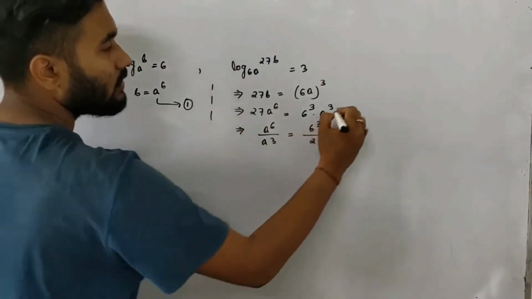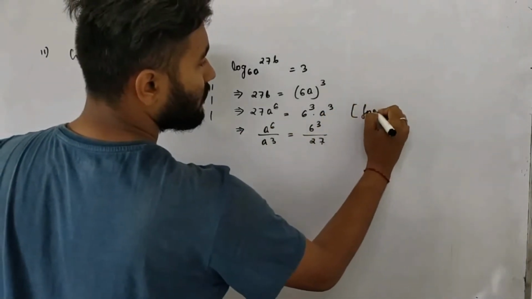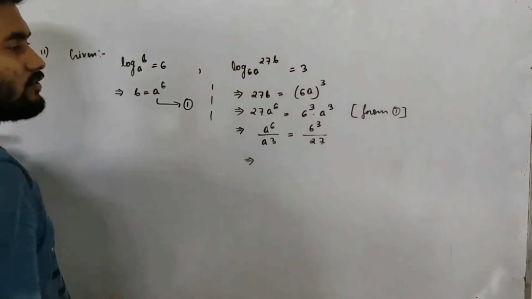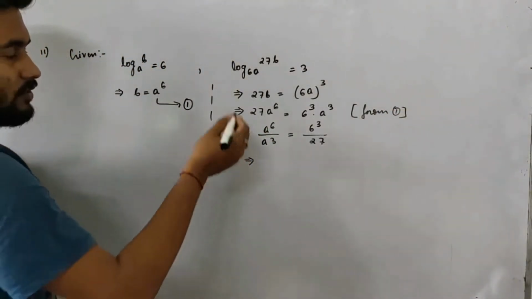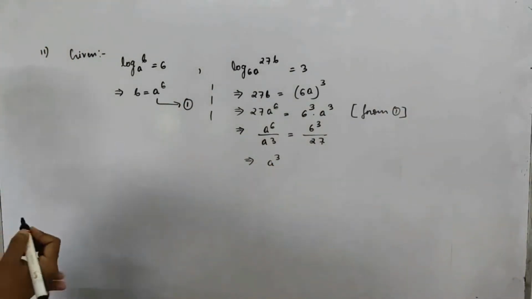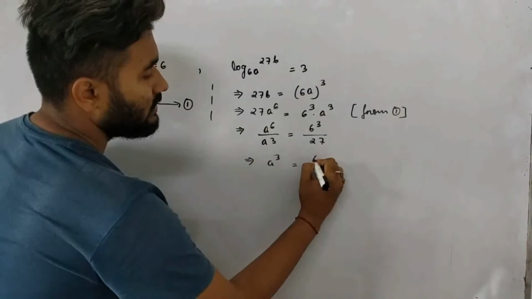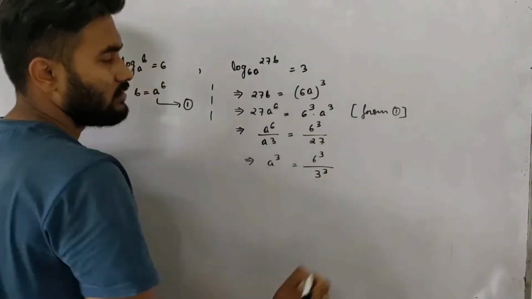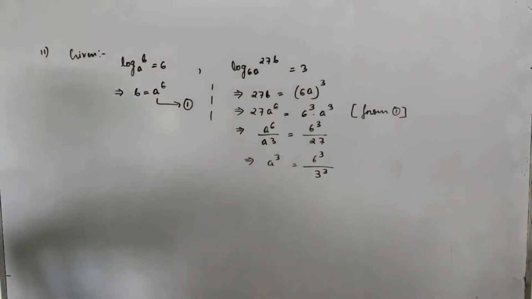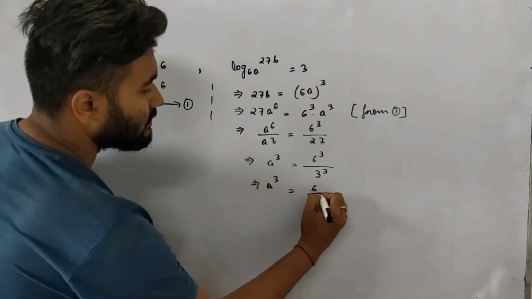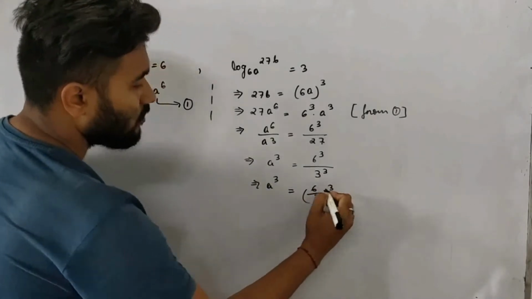So this one you write from equation 1. So what is a to the power 6 divided by a to the power 3? A to the power 3, a to the power 3 cancel. A to the power 3 will remain. So 6 cube, and how can I write 27? 27 is nothing but 3 cube. Done. So which implies a cube will be equal to 6 by 3 whole cube.